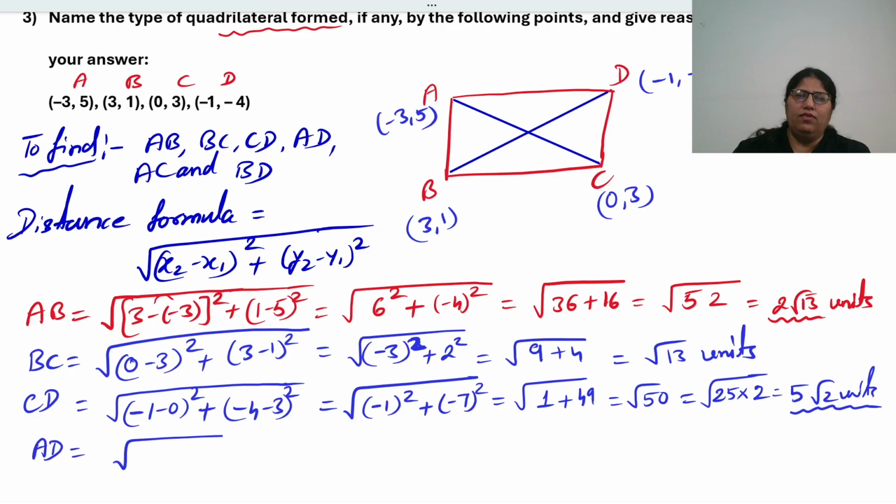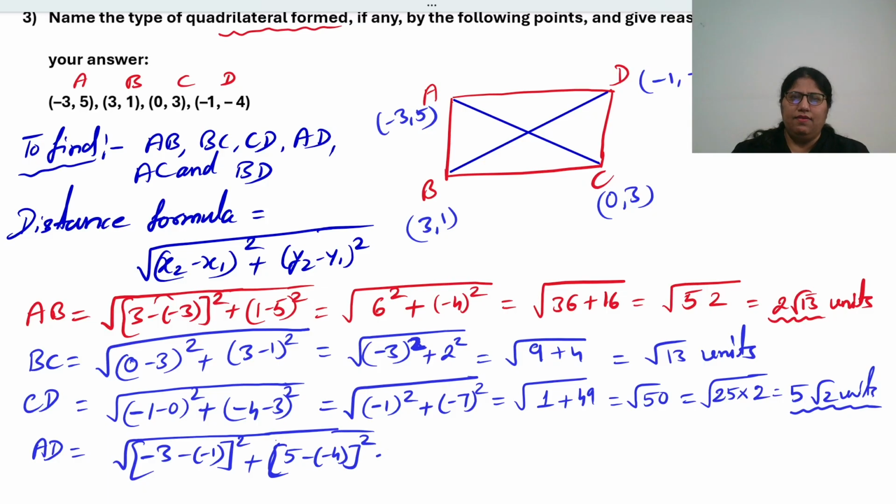AD length, if I calculate here, can be (minus 1 minus of minus 1) whole square. Sign will change here. And after that, plus what is the other one here? Minus 3. We are getting AD length, so minus 3 minus minus 1, and here it's going to be 5 minus of minus 4 whole square. Which is equal to (minus 3 plus 1) whole square plus (5 plus 4) whole square.